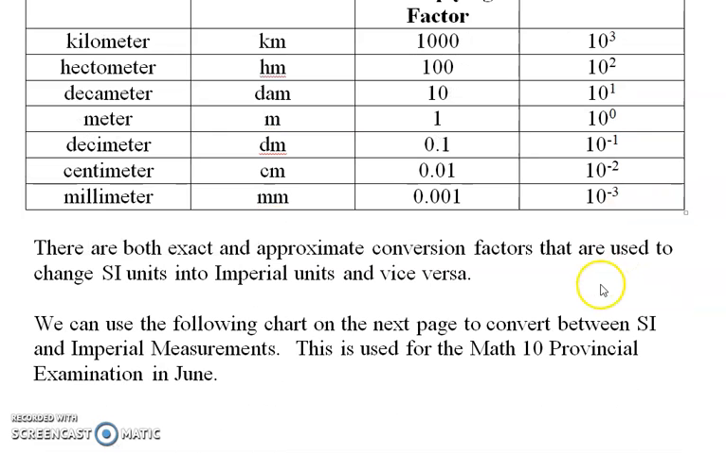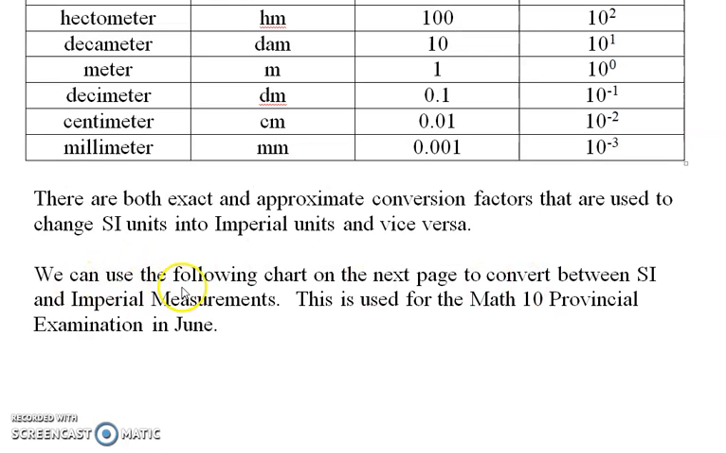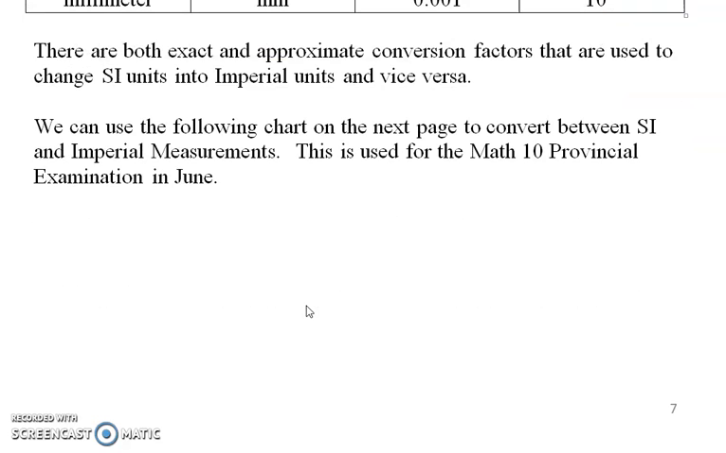There are both exact and approximate conversions that are used to change SI to imperial and vice versa. We can use the following chart on the next page to convert between SI and imperial. This is the exact conversion sheet that you will get for your provincial exam in June. The textbook uses some different factors. I don't really prefer those, so we're going to move away from them. We're going to use the ones that they use on the provincial exam, instead of the ratio ones provided in your book on page 18. So our answers will be a little bit different, but for the most part they'll be pretty close. Just be mindful of that.